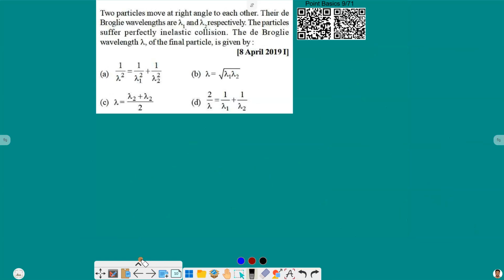Moving to the next one. Two particles move at right angle to each other. Their de Broglie wavelengths are lambda 1 and lambda 2 respectively. The particles suffer a perfectly inelastic collision. The de Broglie wavelength lambda of the final particle will be?